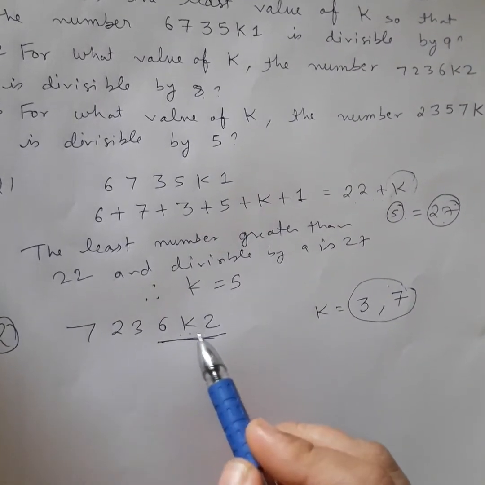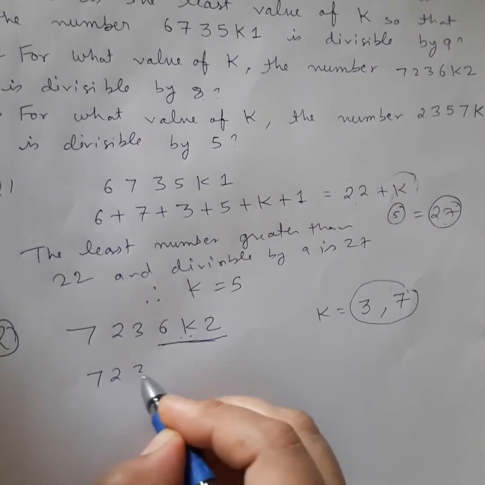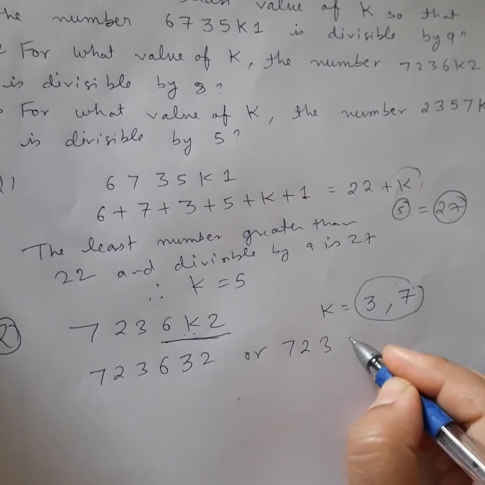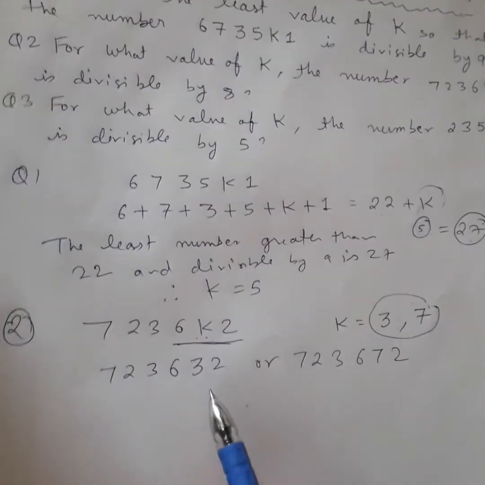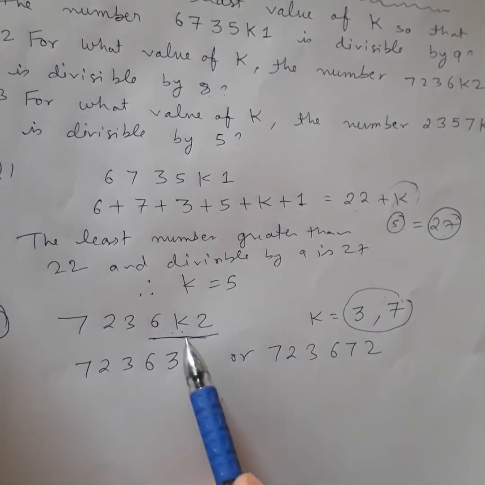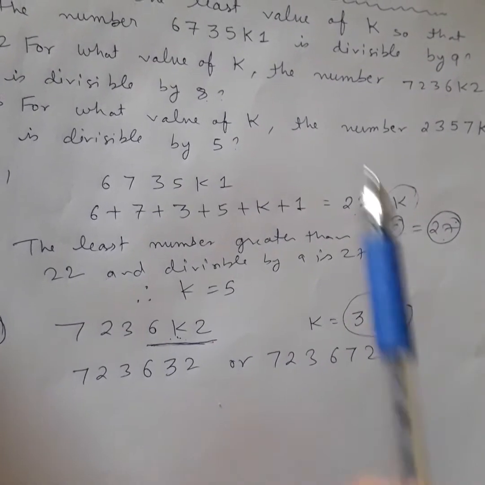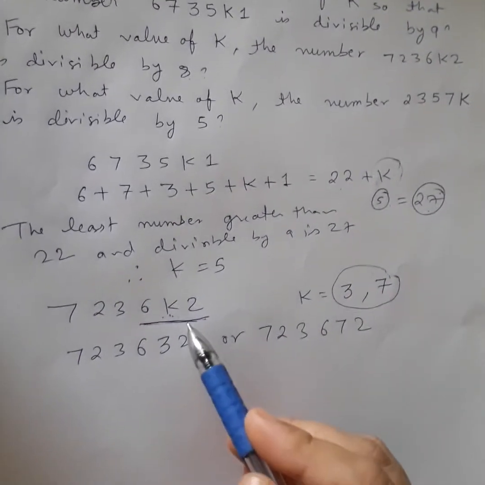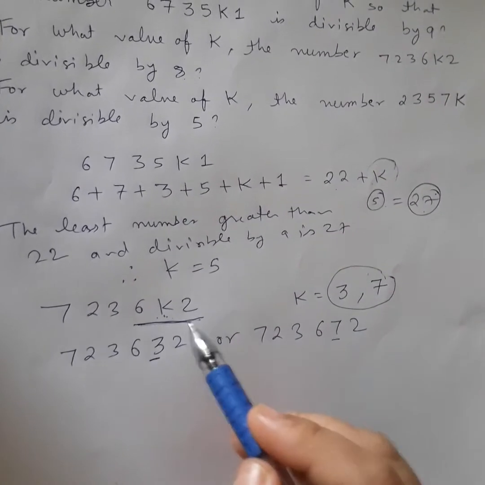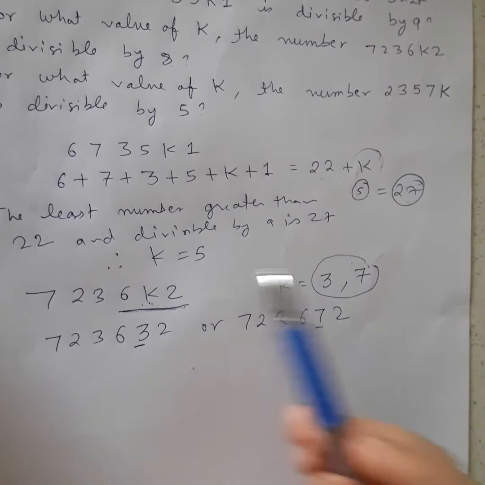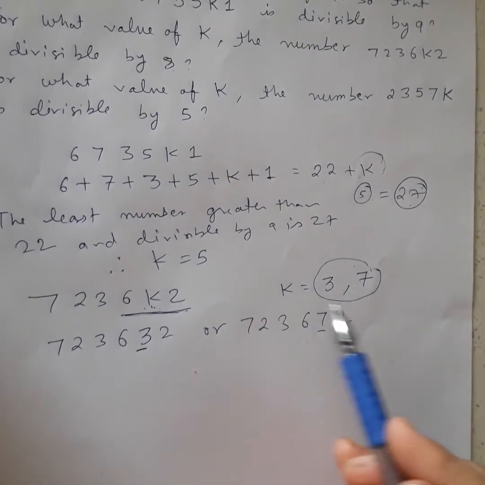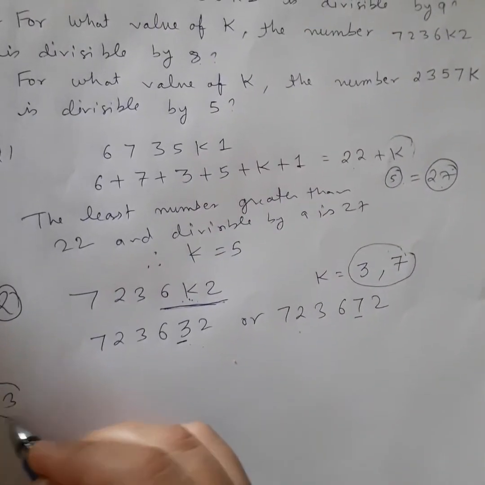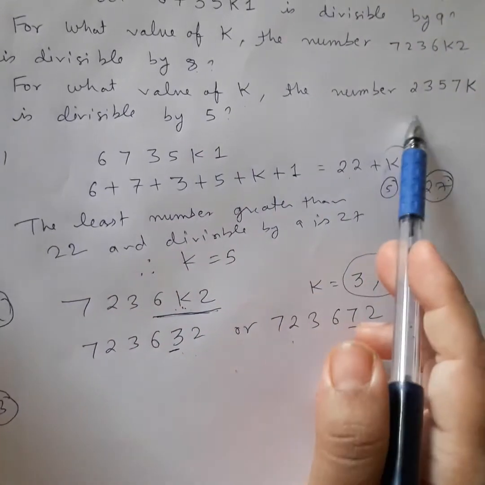तो 723632 हमारा आंसर हो सकता है, और 723672. तो इस तरह के question को इस तरह से solve करते हैं. जो भी place है, जो भी divisibility rule है, you have to see what is the divisibility rule for that number, according to that you have to solve that kind of question. तो इसका answer 2 हो सकता है क्योंकि either 3 रख सकते हैं और 7 भी रख सकते हैं, it is divisible by 8. तो for this, answer is this.